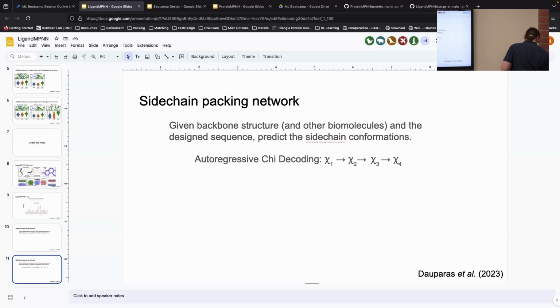So predict those. The way they have set this up is they've done an autoregressive chi decoding. So similarly to the proteins where they decode one residue at a time, here they decode one chi angle at a time. So they predict chi1 for every residue, and then chi2 for every residue, chi3 for every residue that have them, and then chi4. The way they do this is a little interesting.